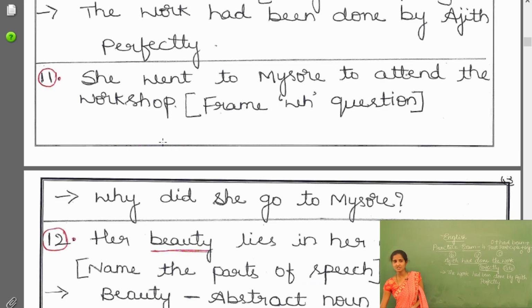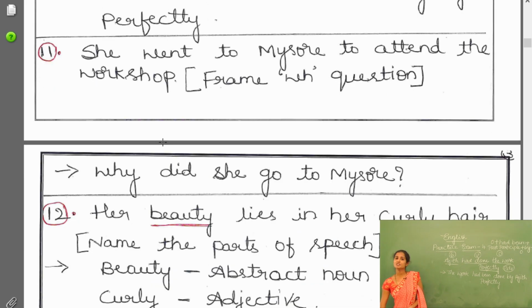So the next question is the 11th question. She went to Mysore to attend the workshop. So she went to Mysore. See there, you don't have a helping verb there. If there is a helping verb, then you feel very easy to frame the WH question. For example, she is going to Mysore to attend the workshop. Then you can say, where is she going? Why is she going to Mysore?